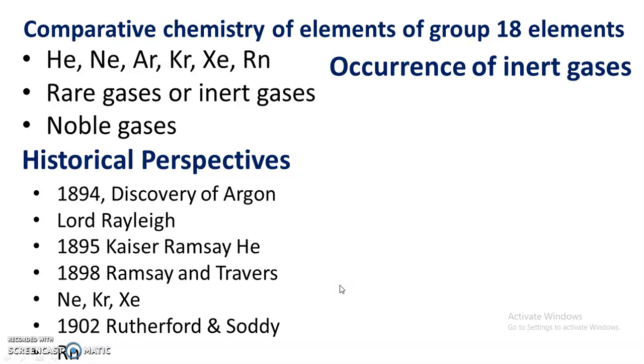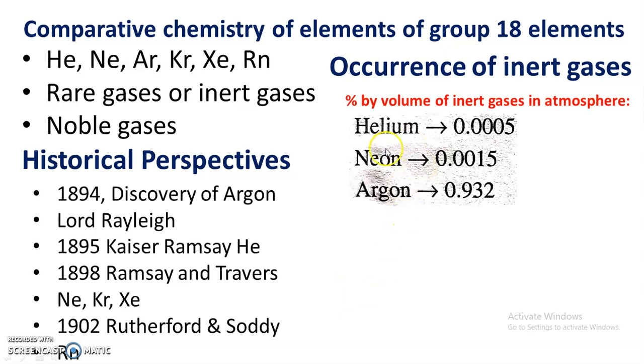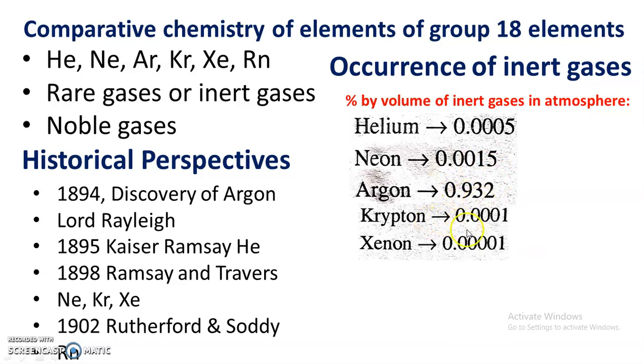Now regarding the occurrence of inert gases, the inert gases always occur in the Earth's atmosphere to the extent of 1%. The chief component of the noble gases is argon. The percentage by volume of various noble gases in the atmosphere: helium 0.0005, neon 0.0015, argon approximately 1, so 0.932, krypton 0.0001, and xenon 0.00001.